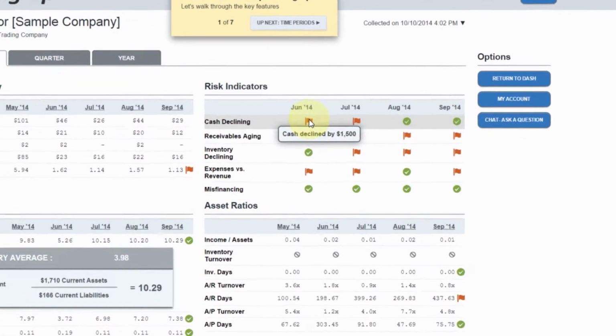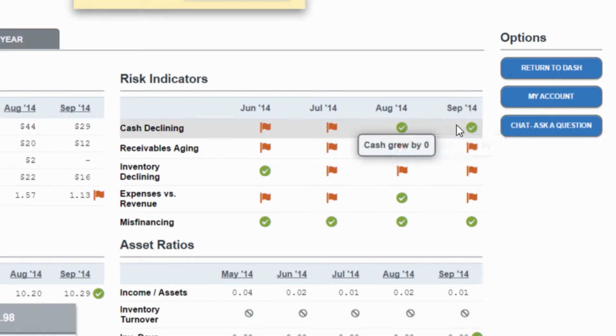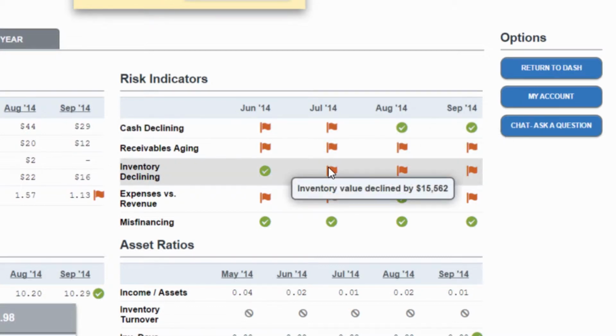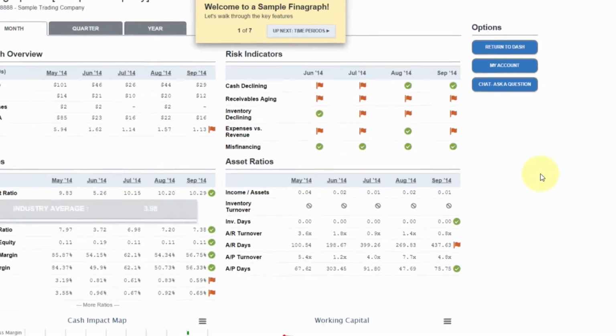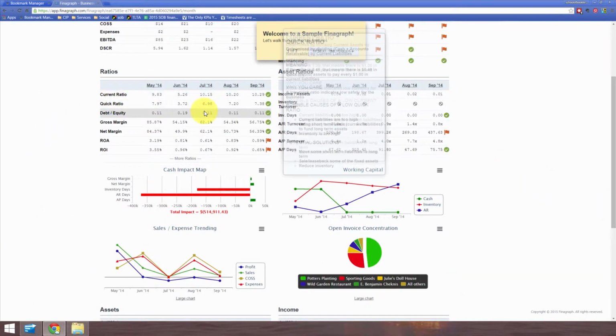Over here, make sure you understand these pop-ups tell me my cash declined by $1,500. That's why there's a flag here. And here it declined by a lot, $185,000. Right over here, it's increasing. So these are these little visual cues that let you know these are things you may want to look at and may want to be prepared to explain to a client what's going on and why. Now, as I scroll down, again, here you have your ratios.